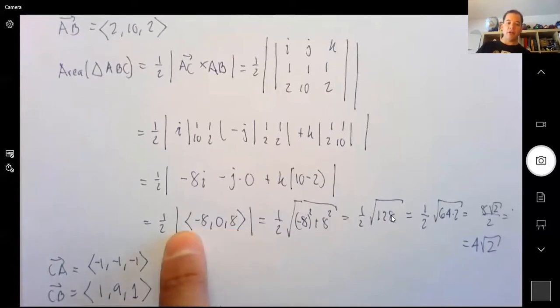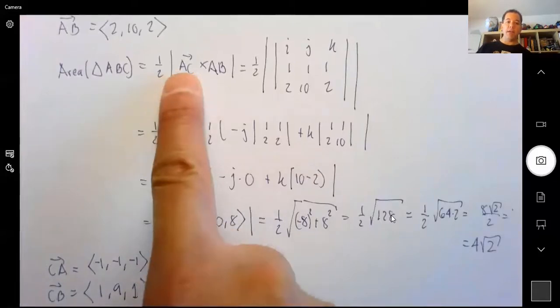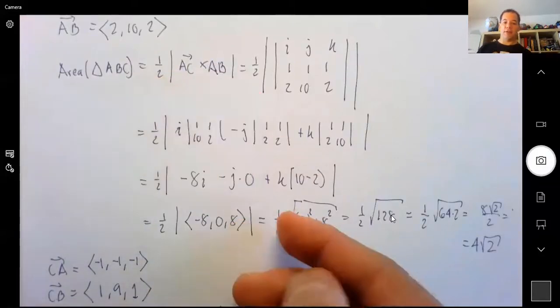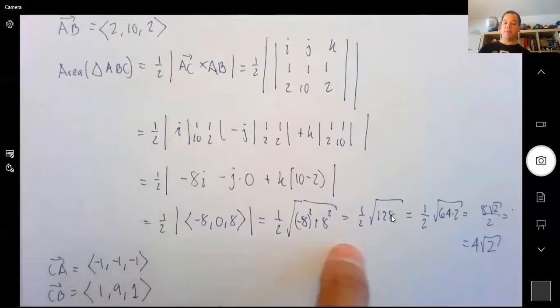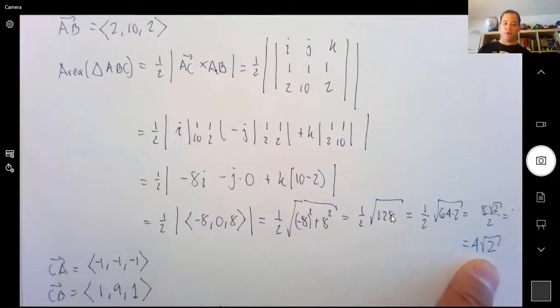I think Daniel got 8, 0, negative 8 because he did AB cross AC, and AB is the other way around, right? But it doesn't matter because the magnitude is still the same. So it's still the square root of 128 divided by 2, or if you simplify it, 4 square root of 2.